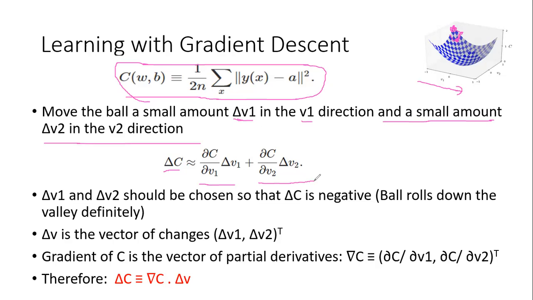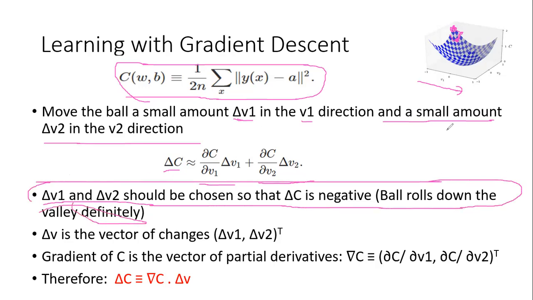So delta V1 and delta V2 should be chosen so that delta C is negative. That's the game we have to play here. How are we going to ensure this? Like I told you in the last slide as well, I can change delta V1 and delta V2 so that first it comes here, then it rolls back to the top. It is possible for me not to go down, but I have to ensure that the cost changes in such a way that it always goes down. How can we do that? We can do that by controlling delta V1 and delta V2, because that is in our control, and that control is somewhat influenced by the partial derivatives.